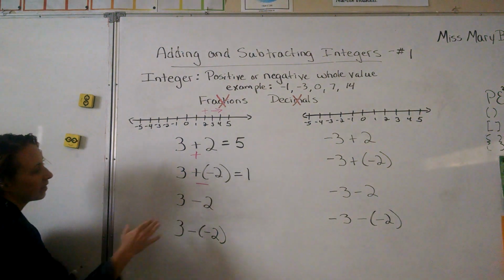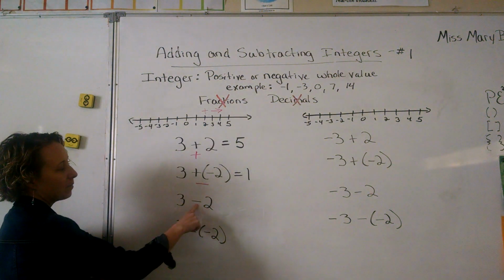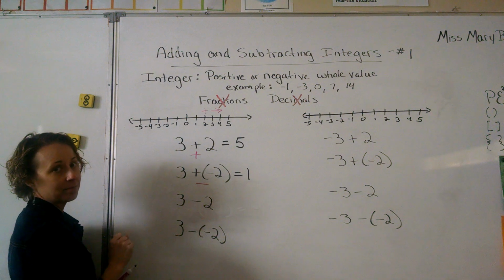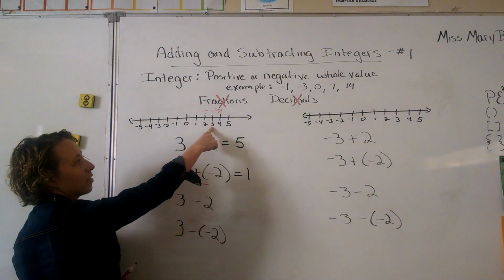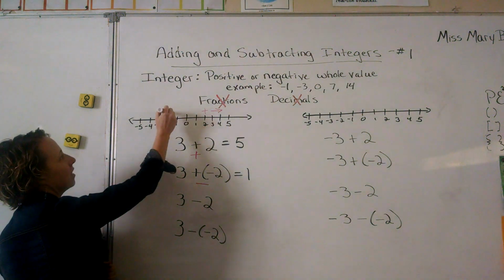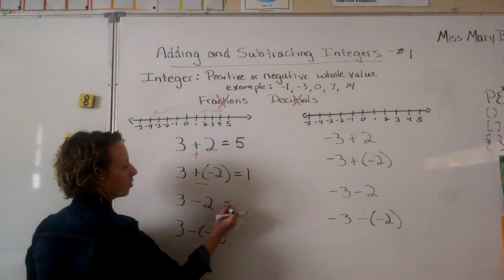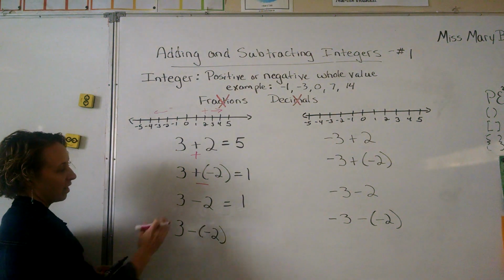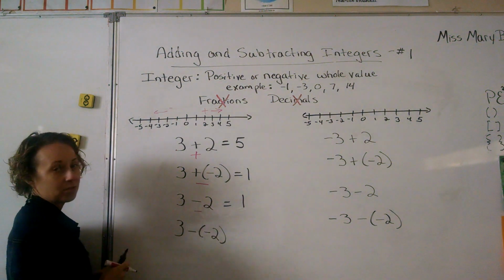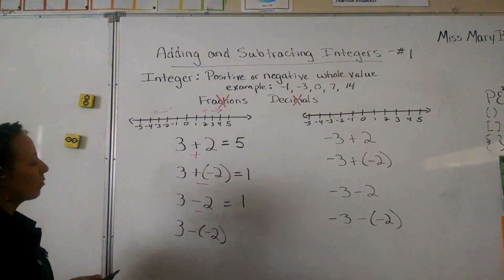Let's try another one. I start off with 3, so I'm at 3 on my number line again, and I'm subtracting 2 this time. You already know how to do this. Start at 3, subtract 2, move 2 in a negative direction. Negative is, of course, that way. And 3 subtracting 2 is 1. We're moving in a negative direction. We're subtracting.